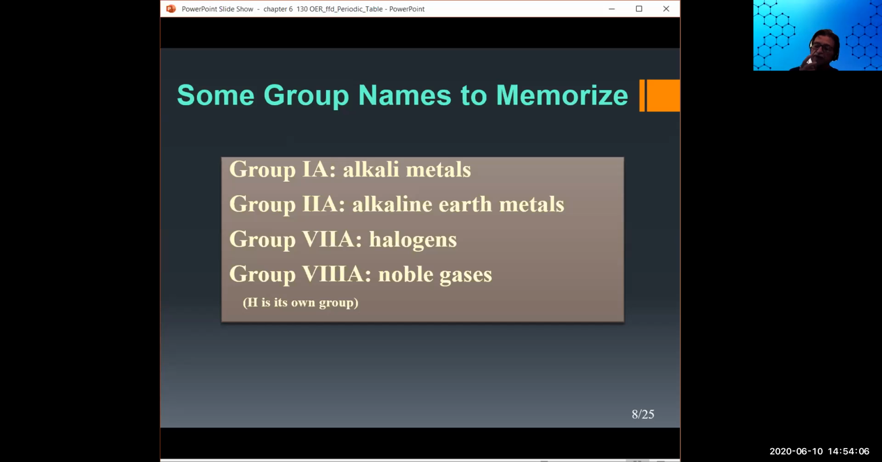Now group 7A, that's where you have bromine and chlorine and fluorine. They have their own name too. They're called the halogens. You may be familiar with some of these. Some of you may have halogen lamps in your headlights. And then group 8A, that's the last group on the periodic table. Those are called the noble gases. Again, noble because they're very unreactive.